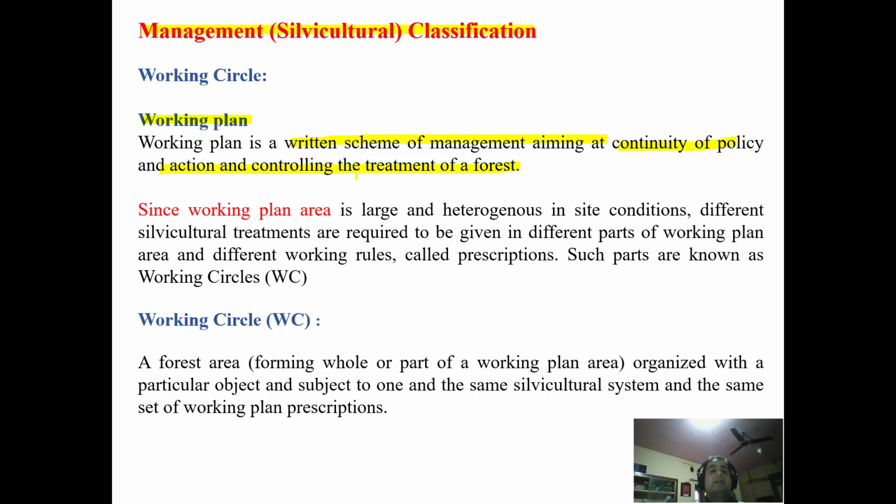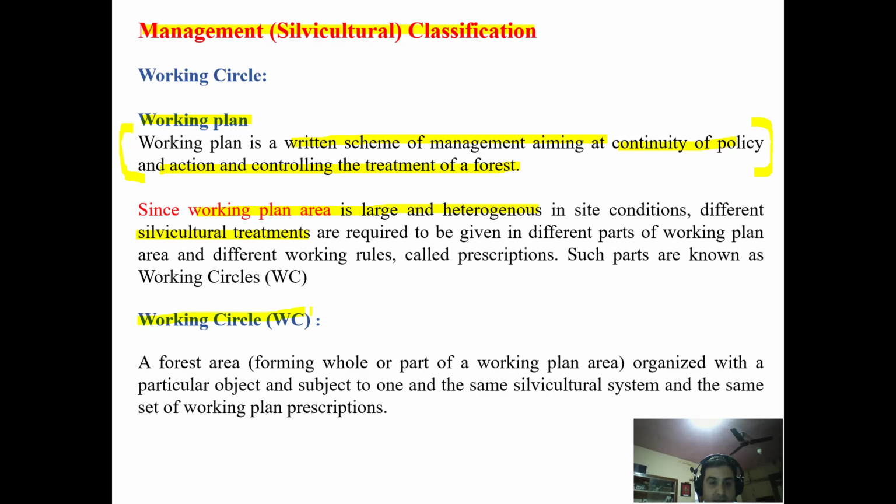Different kinds of treatments that are being given to the forest. It's known as a working plan. Basically, the forests are to be managed on the basis of the devised working plan. Since the working plan area is large and huge and heterogeneous with different site conditions, like in case of Kashmir, I tell you, we can't have a single working plan for the whole working plan area, which has different site conditions, which is heterogeneous, and which requires different silvicultural treatments. So it is devised that we divide the whole working plan area into different working circles.